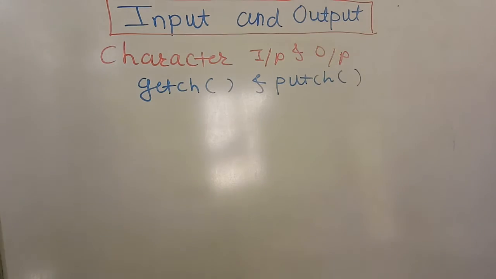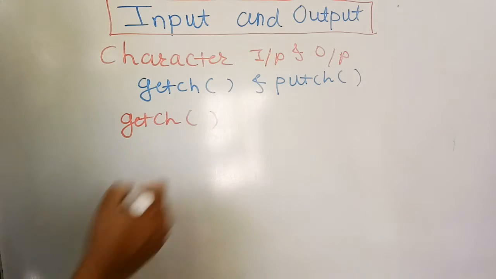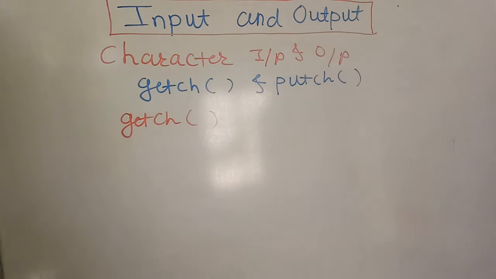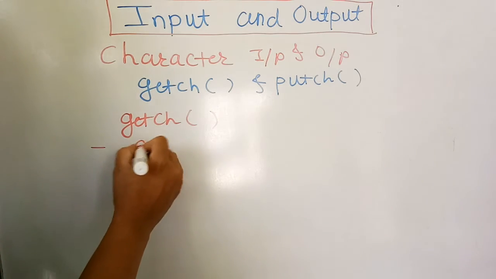Now, another mechanism like getChar and putChar is getch and putch. What is the basic difference between getChar and getch? First of all, we will see the getch mechanism. This function is used to get a character from the console, that is from the keyboard, without echo to the screen. What is the difference?